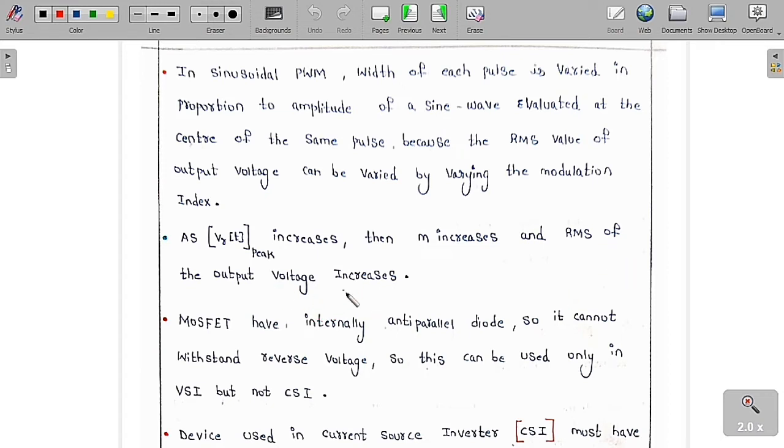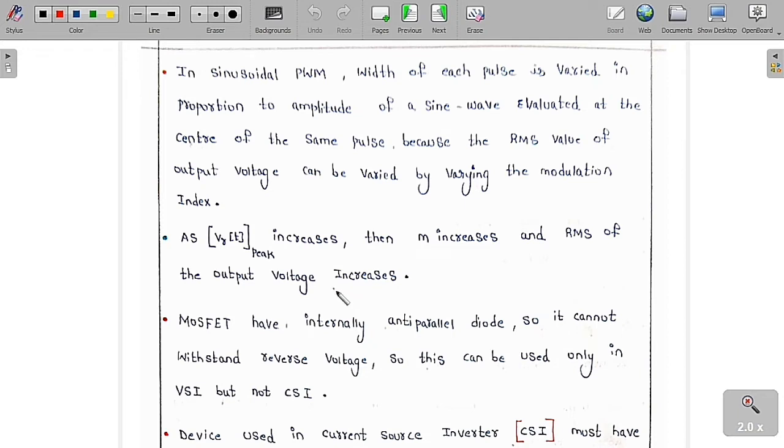And what we told you is a very simple point. M is the modulation index, and it is a ratio of Vm by Vc. So as the peak value of the reference signal increases, M increases. As M increases, you can say simply the width of the pulses increases. Therefore, the RMS value of the output voltage will increase.